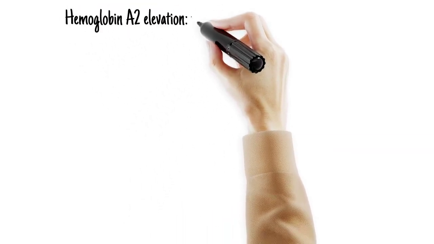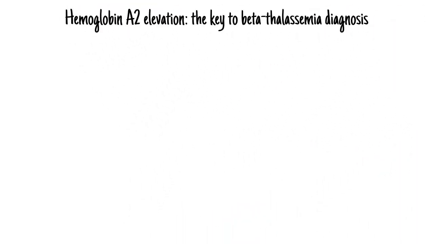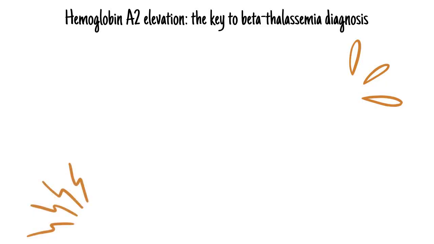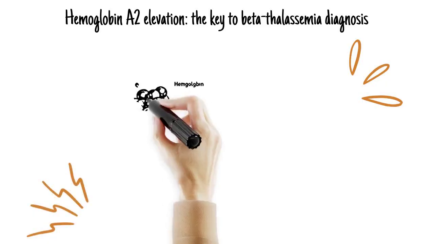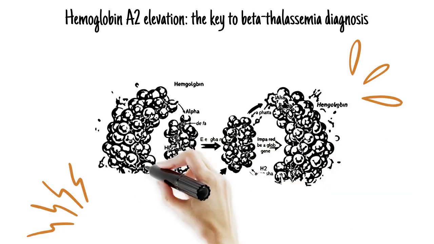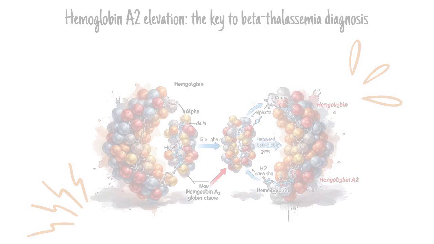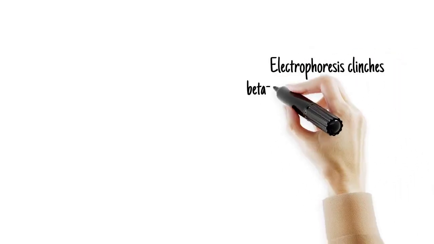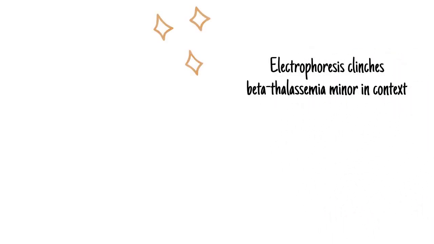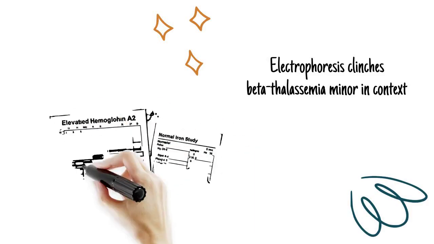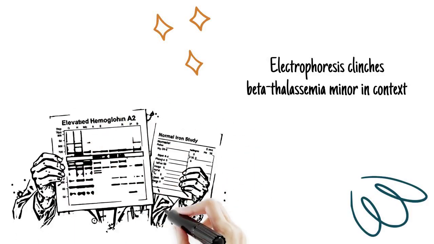Hemoglobin A2 is an alternative form of hemoglobin made up of alpha chains and delta chains. When the beta chain is impaired, the body compensates by upregulating delta chain production, which pairs with available alpha chains to form more hemoglobin A2. An elevated A2 on electrophoresis in the right clinical context clinches the diagnosis. The clue is in the hemoglobin pattern, not the iron panel.